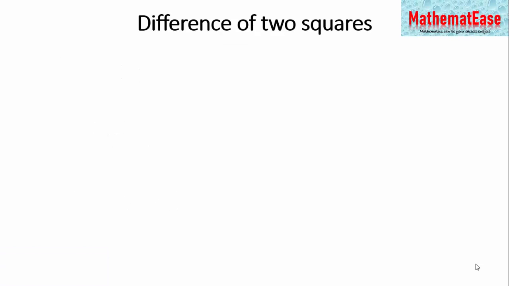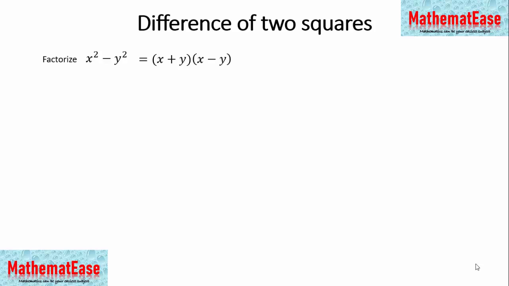Now we have something we call difference of two squares. When you have x squared minus y squared, it is x plus y in bracket x minus y. If you have a squared minus b squared, it is a minus b in bracket, then a plus b in bracket.